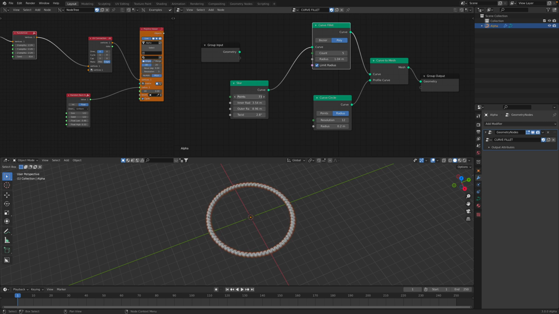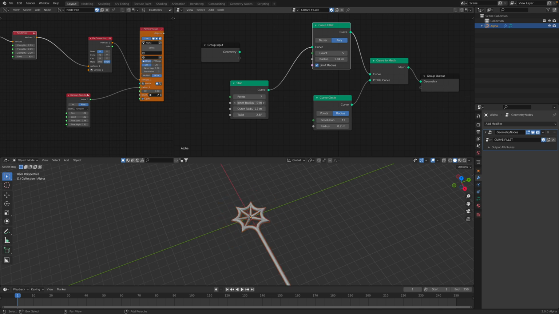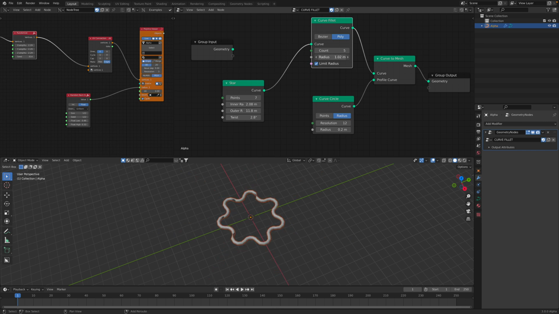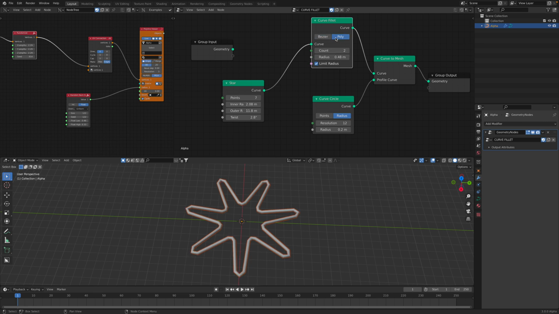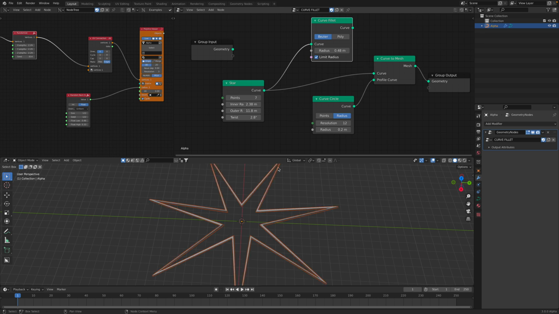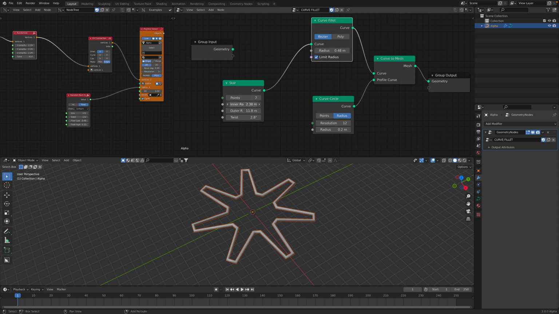So it's kind of nice to be able to do this. You have control over the points, inner radius, outer radius. And of course, oh yeah, I forgot. We have control over the radius here, and the count. The Bezier gives a different result. This is without. So this is with. Okay, so we have a gear kind of shape.